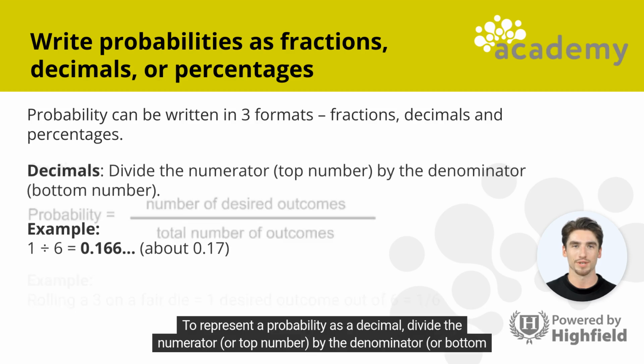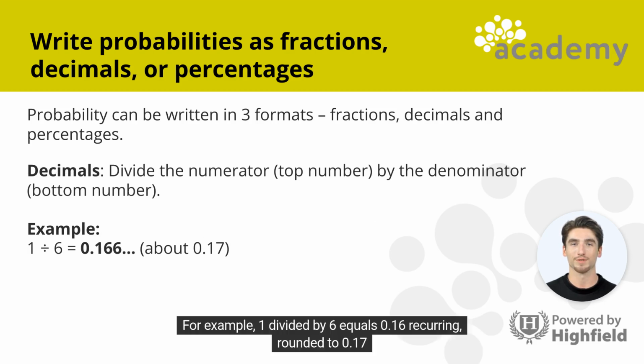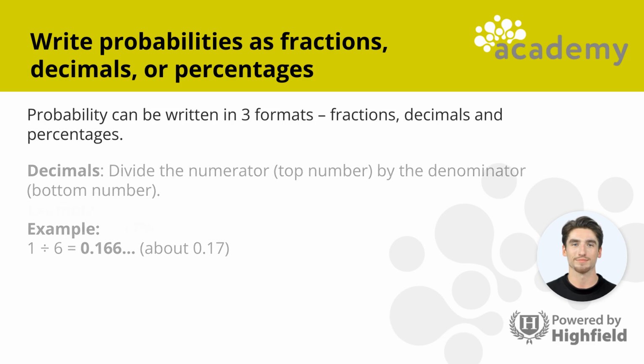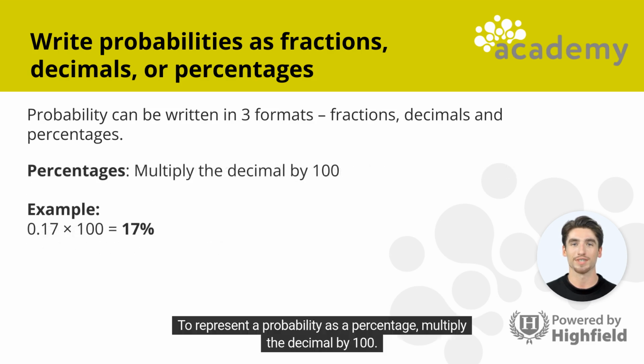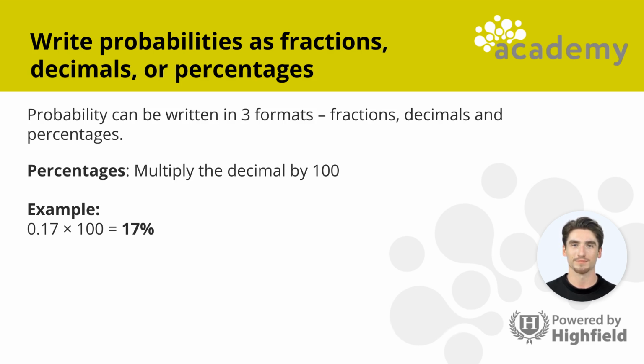To represent a probability as a decimal, divide the numerator, or top number, by the denominator, or bottom number. For example, 1 divided by 6 equals 0.16 recurring, rounded to 0.17. To represent a probability as a percentage, multiply the decimal by 100. For example, 0.17 multiplied by 100 equals 17%.